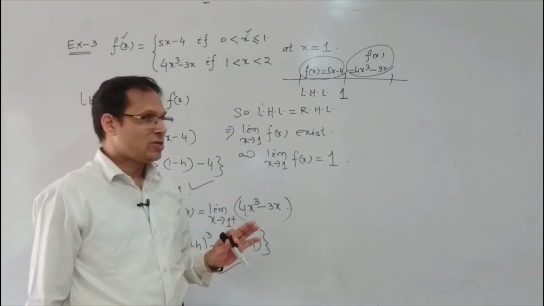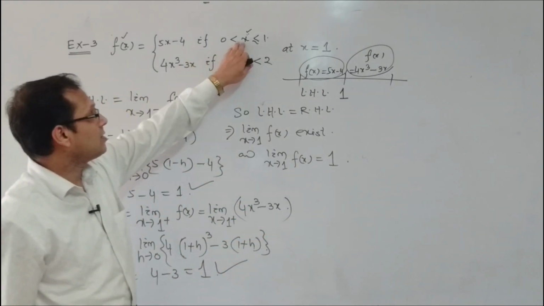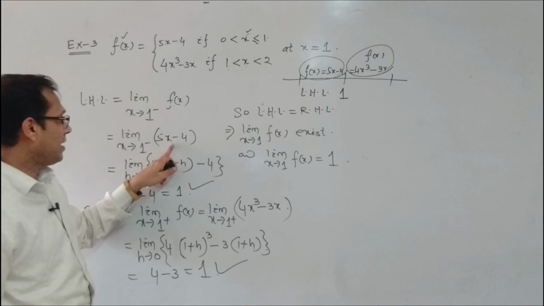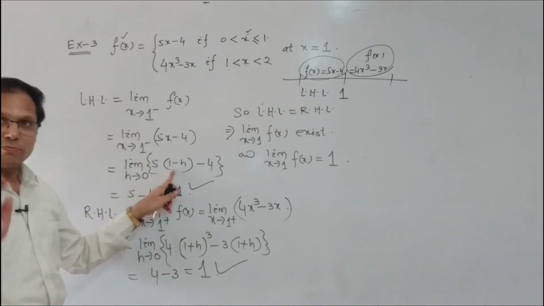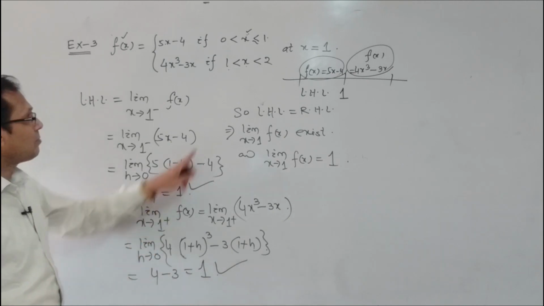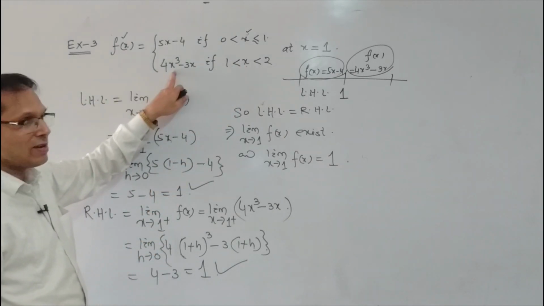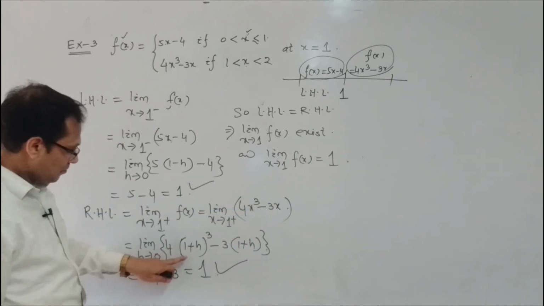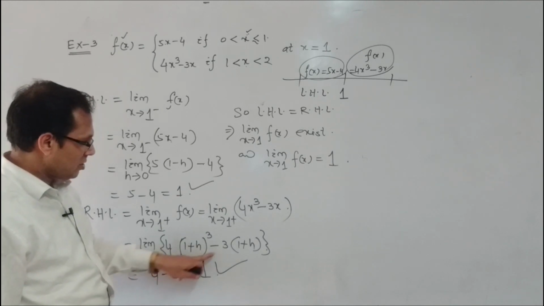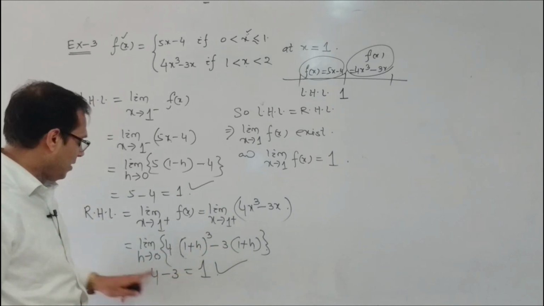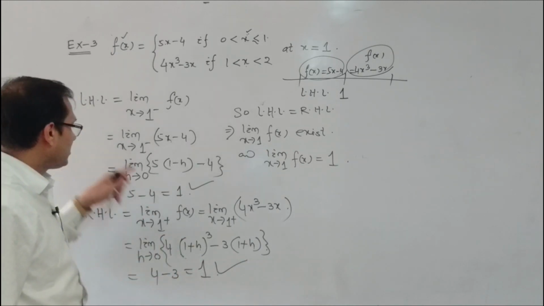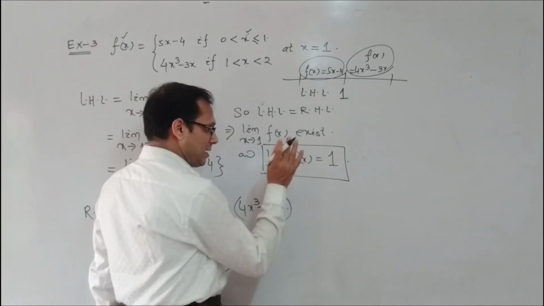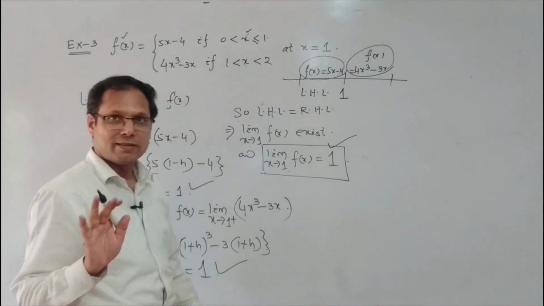Okay, did you follow or not? First you have to find LHL according to this condition. When x is less than 1, f(x) should be taken as this one, and x should be replaced by 1 minus h. Then RHL, limit x tends to 1 plus: when x is greater than 1, f(x) should be taken as 4x cube minus 3x, and x should be replaced by 1 plus h. Now as h tends to 0, the value of RHL is also 1 as well as LHL is equal to 1. So the limit x tends to 1 of f(x) is equal to 1. The limit exists and the limit is 1. Okay, that's your conclusion.